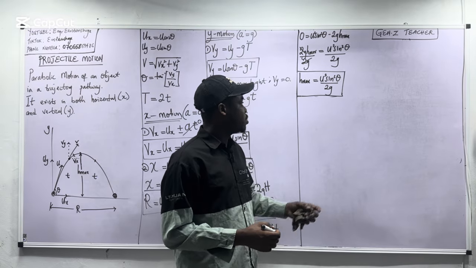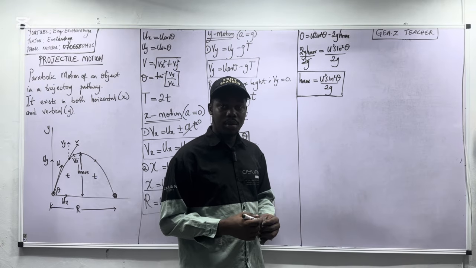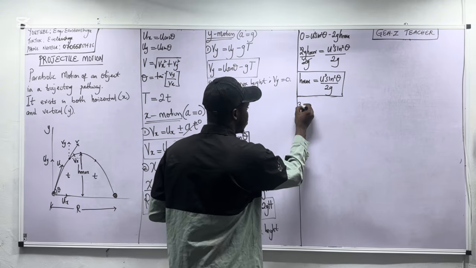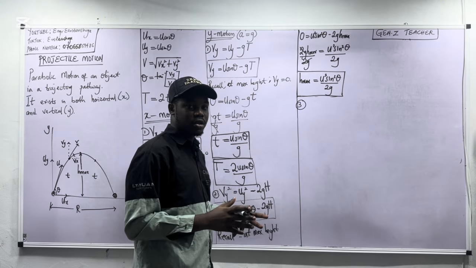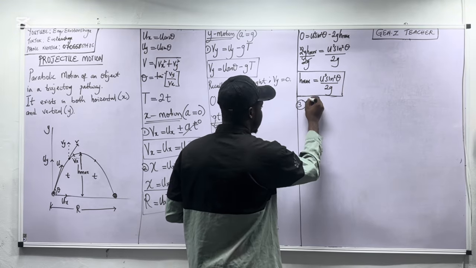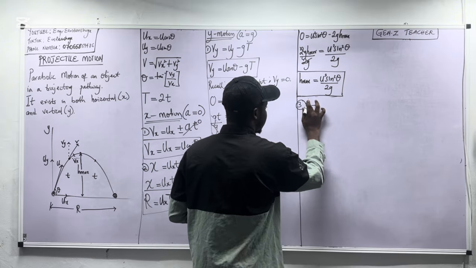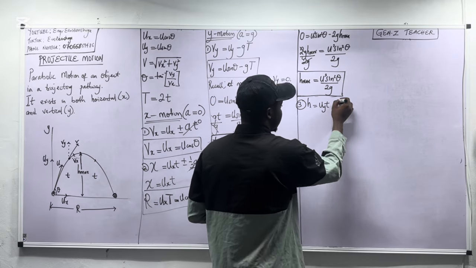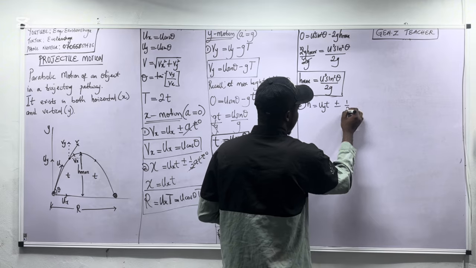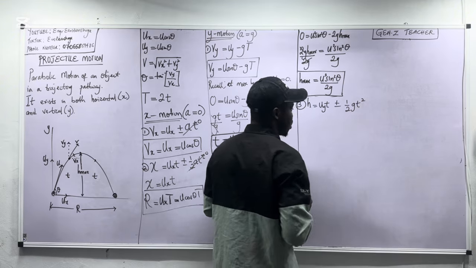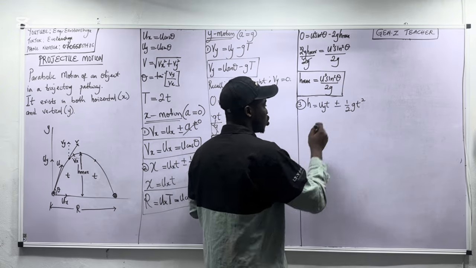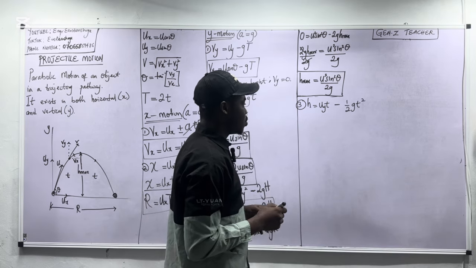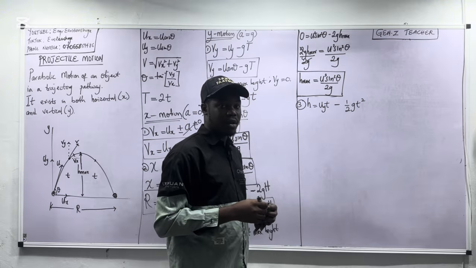Moving on, now we've gotten the formula for maximum height. The next formula we're going to look at is the number 3 equation for motion. Since we are dealing with vertical motion, we have h equals u_y t plus or minus half g t squared. Since we are moving upward, we're going to use a minus sign because we are moving against gravity. So h equals u_y t minus half g t squared.